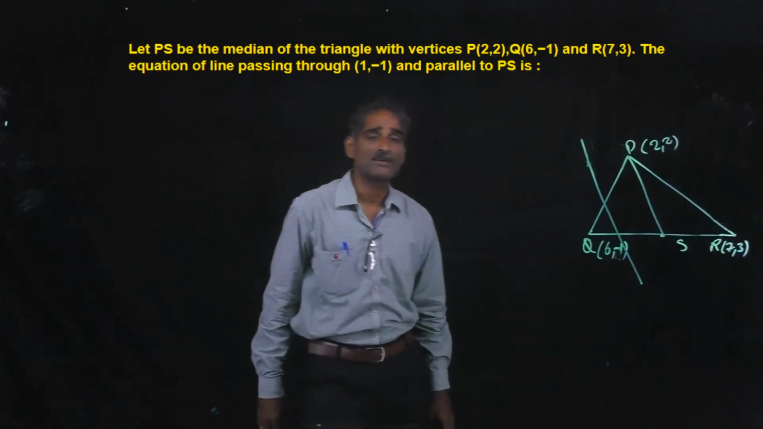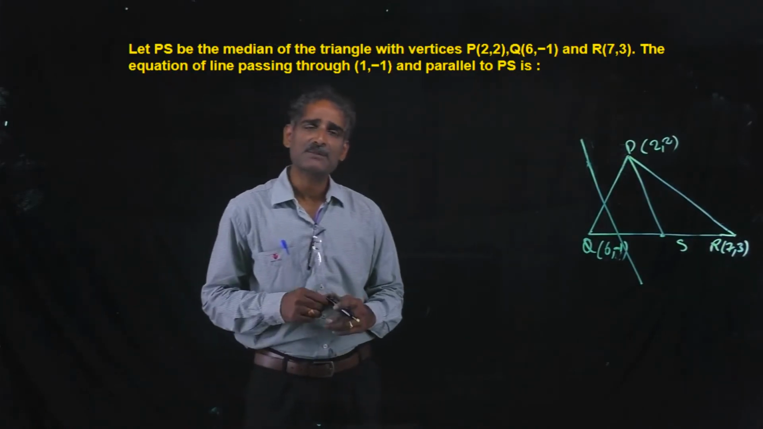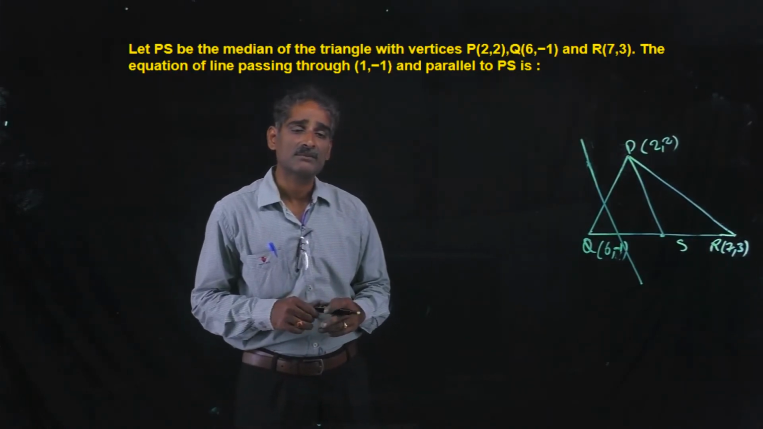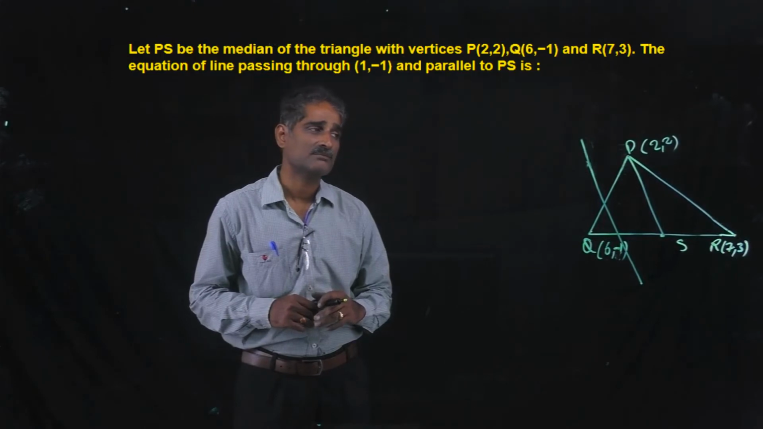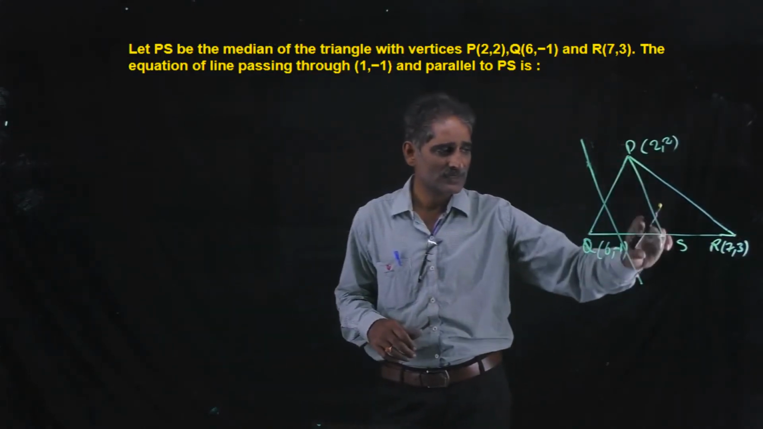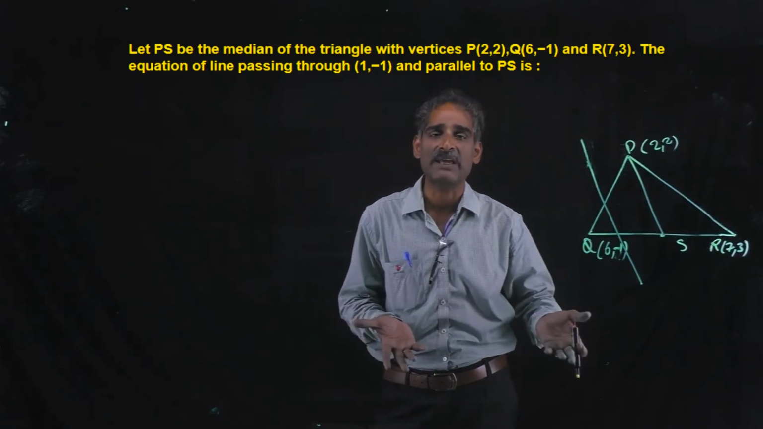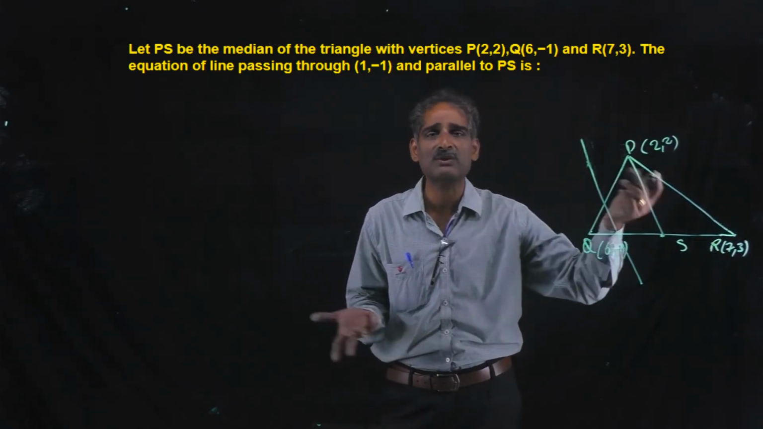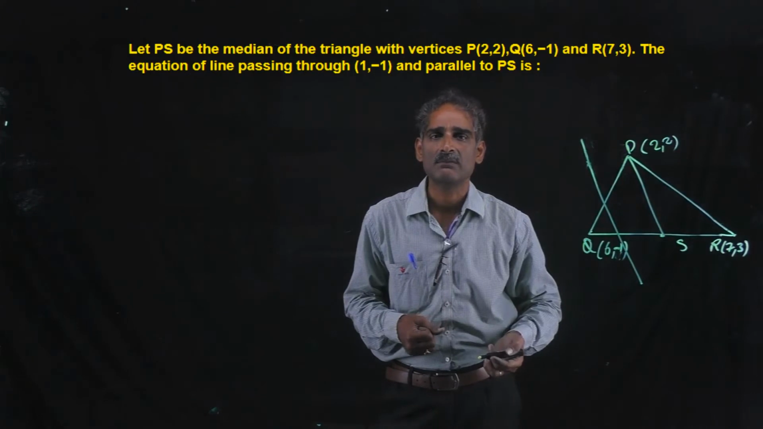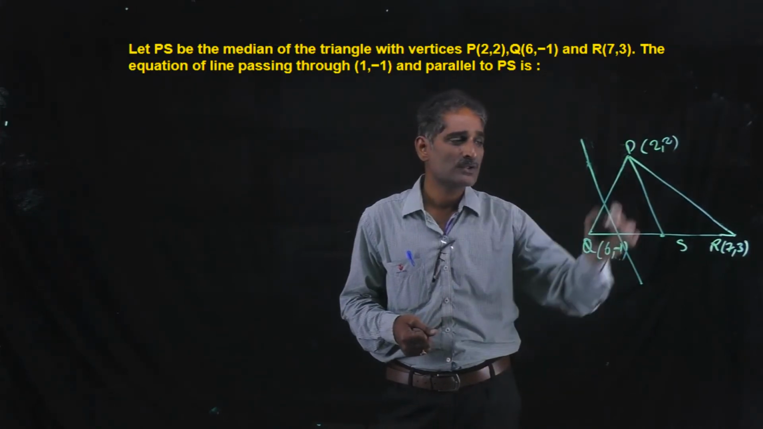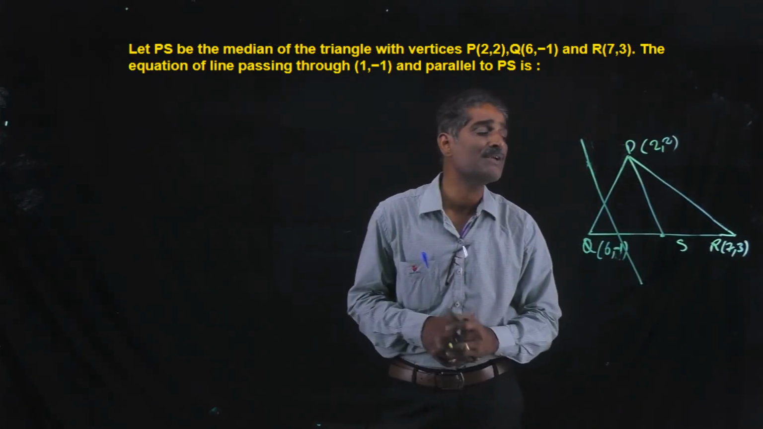Right, see this problem. PS is the median of the triangle. So let us take this as the median PS. We have to find the equation of a line which is parallel to this and passing through some point. Understand? So here, find the equation of the median PS.